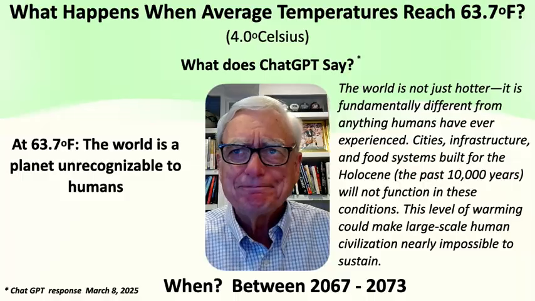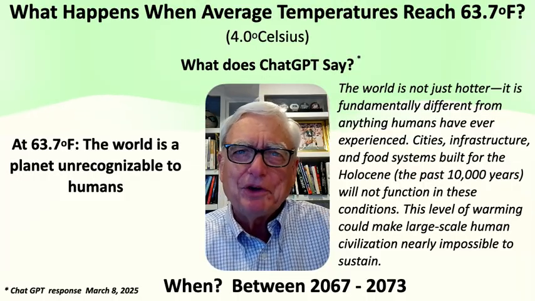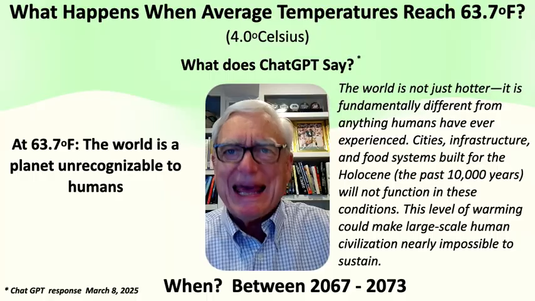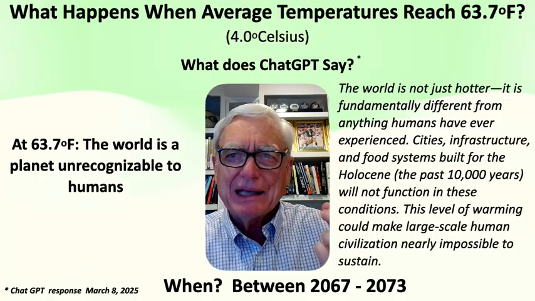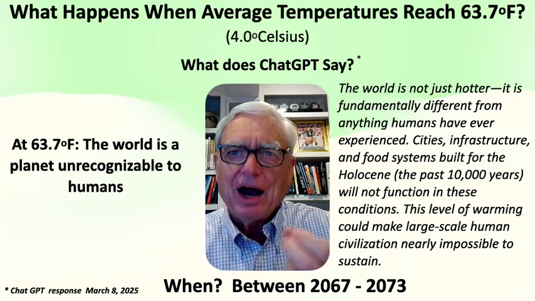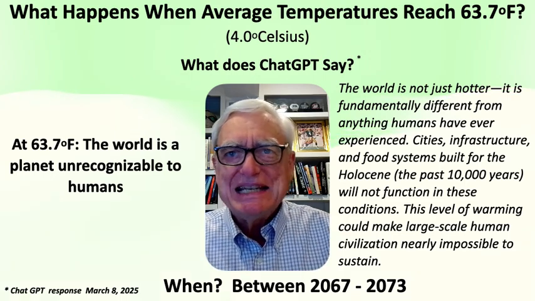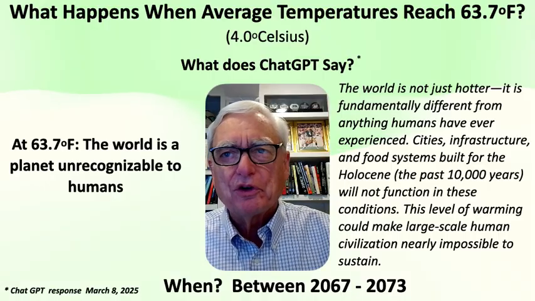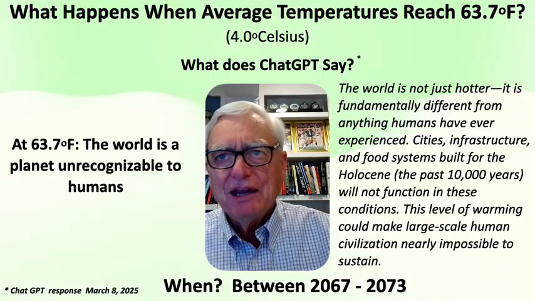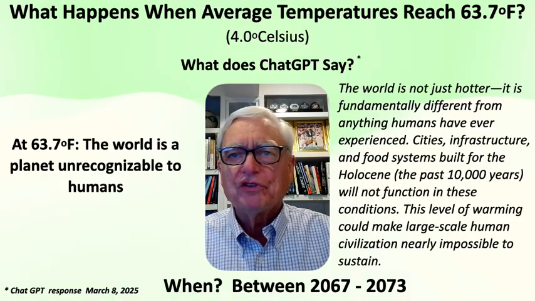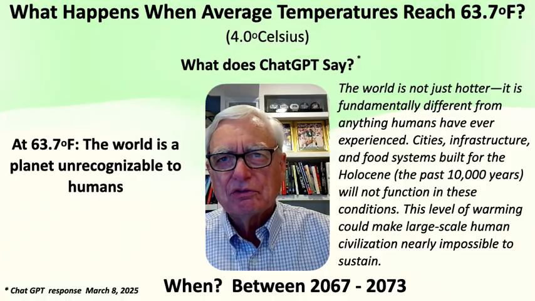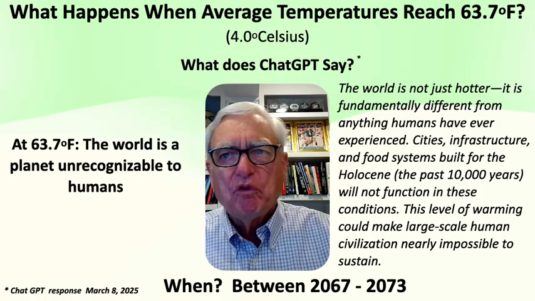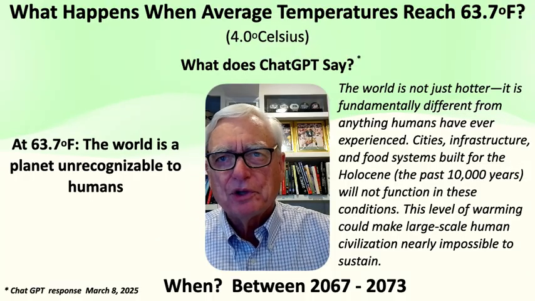So what happens at 4 degrees Celsius? At 63.7 degrees Fahrenheit, the world is a planet unrecognizable to humans. Do you hear that? Unrecognizable to humans. The world is not just hotter. It's fundamentally different from anything humans have ever experienced. Cities, infrastructure, food systems built for the Holocene, that's the last 10,000 years, will not function in these conditions. The level of warming could make large-scale human civilization nearly impossible to sustain.